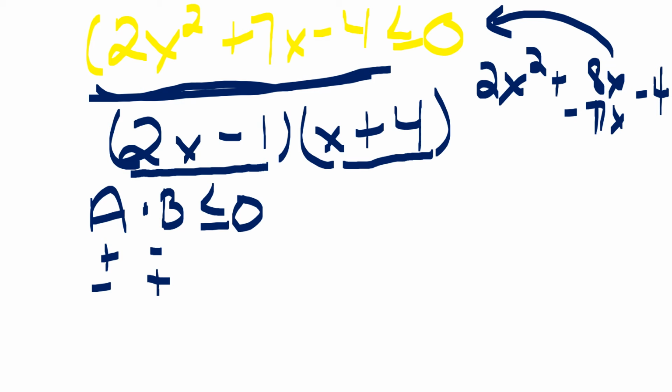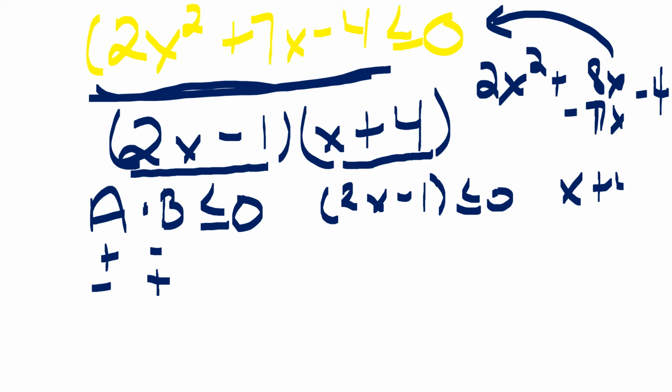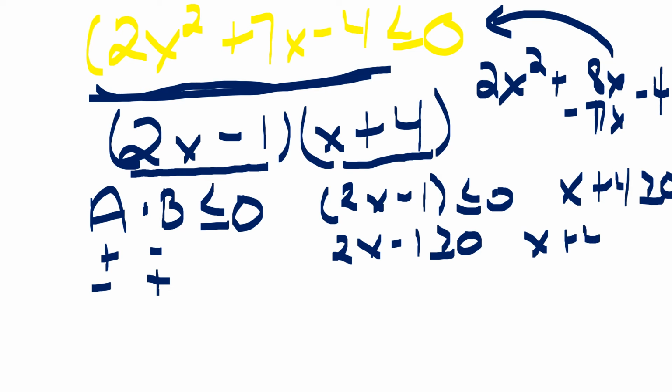And let's go and figure out how we can set this. So you have 2x minus 1 that can be less than or equal to 0. And if that's going to be negative, then the other side would have to be positive, right? So then you have x plus 4 is greater than or equal to 0. Or it would be reversed. You'll get 2x minus 1 greater than or equal to 0, or you'll have x plus 4 less than or equal to 0.